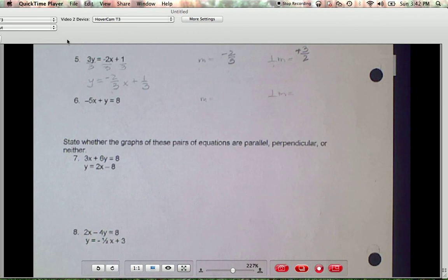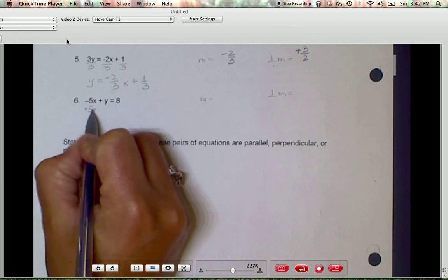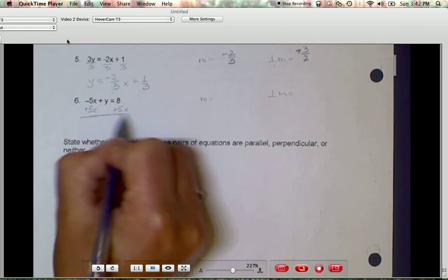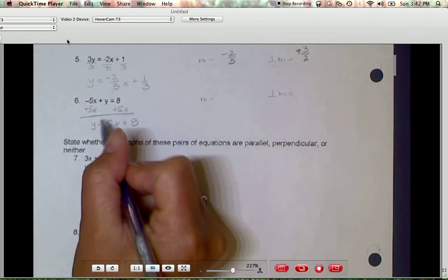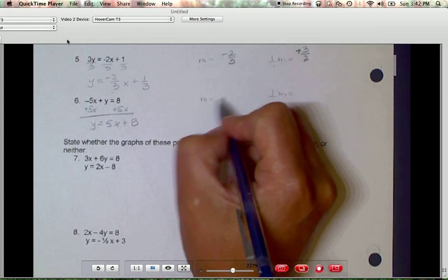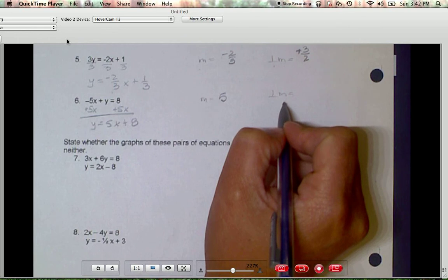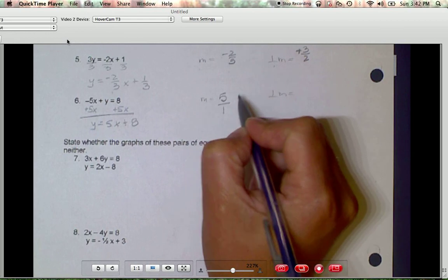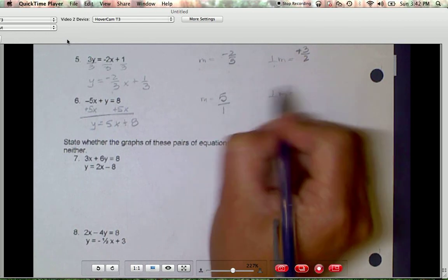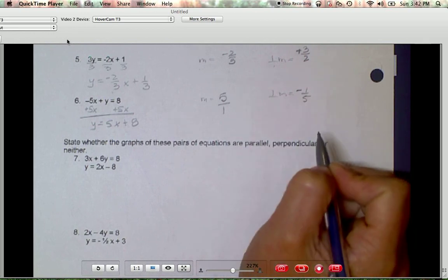Let's look at number 6. We still have to solve for y so we can identify the slope. So we've got to move this 5x away, so we add 5x to both sides. And we get y equals 5x plus 8. Once y is alone, we can identify the slope. The slope is 5. And the perpendicular slope might be a little easier to find if you go ahead and put this 5 over 1. So then when we take that slope and we flip it and switch it, we get 1/5 when we flip it, and we switch it and we make it negative 1/5.